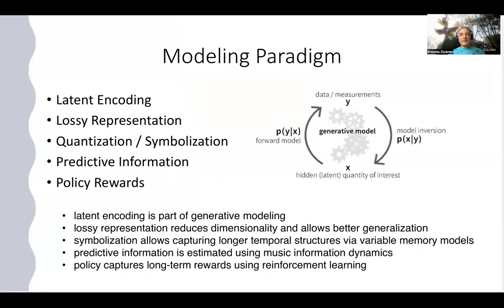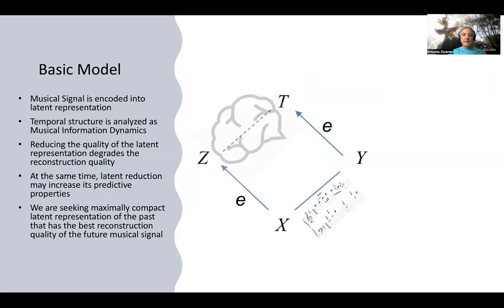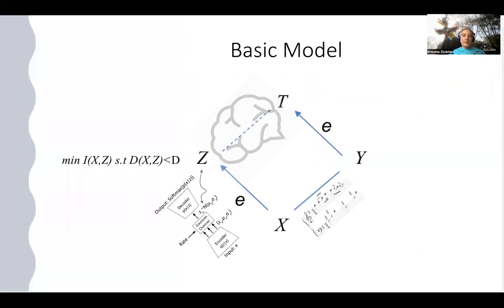So to overcome these methods, we actually propose a certain paradigm where we have the latent encoding with a lossy representation that has to be then quantized and symbolized to find longer patterns. And we analyze them using predictive information to build policy rewards. So our basic model actually assumes that there is a flow of time, which is then encoded in some latent space in our mind or in the computer mind. And by going through this, we have a step of encoding and decoding that provides a lossy view of the information that passes over time.